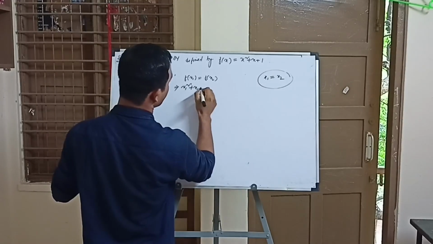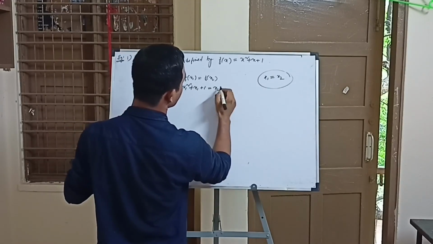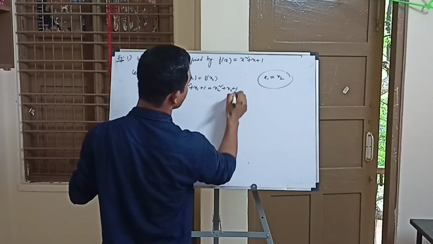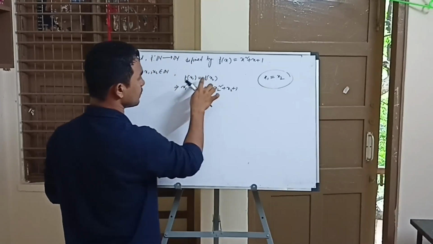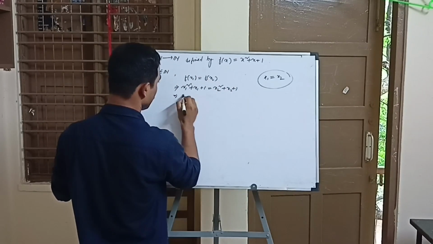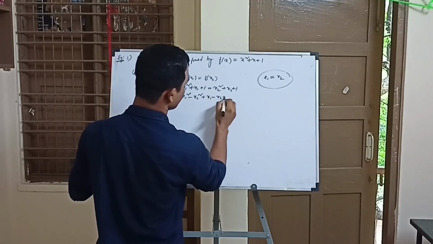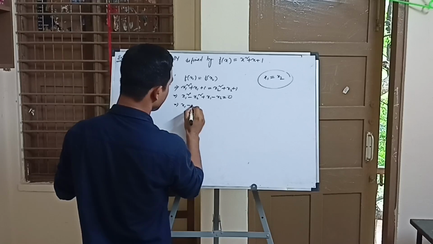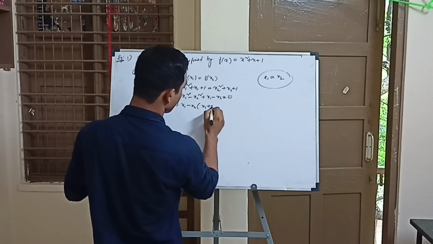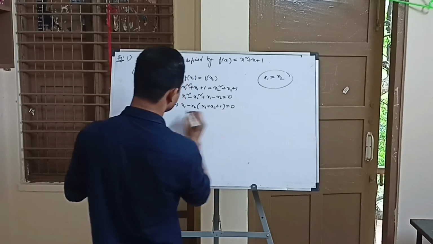x1 square plus x1 plus 1 equals x2 square plus x2 plus 1. The image f of x1 is this, image f of x2 is this. So x1 square minus x2 square plus x1 minus x2 will be 0. (x1 minus x2)(x1 plus x2 plus 1) is 0.